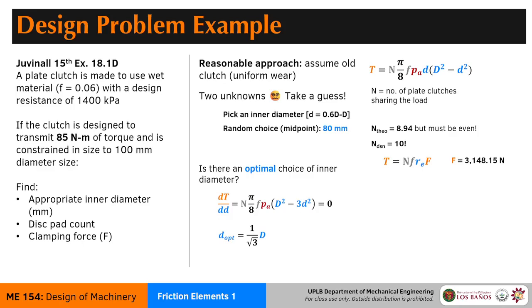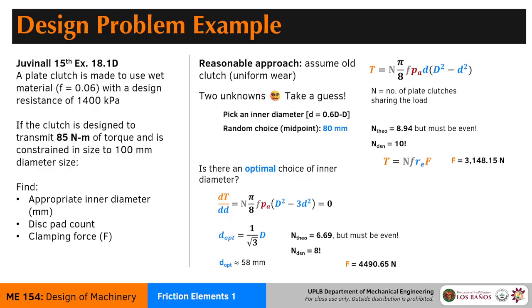To make things simpler for our manufacturers, we just select 58 mm as our inner diameter. And what is the effect on our clutch pad count? The effect is that to deliver the same torque, we need a lot fewer clutch pads. So we just need 8 compared to 10 from previously. So we optimized the inner diameter. What's the effect on the force? Will it also reduce? Actually, it rises.